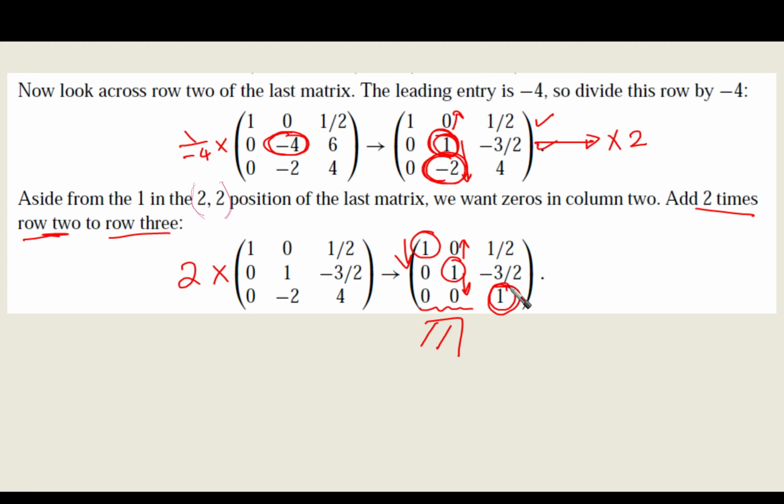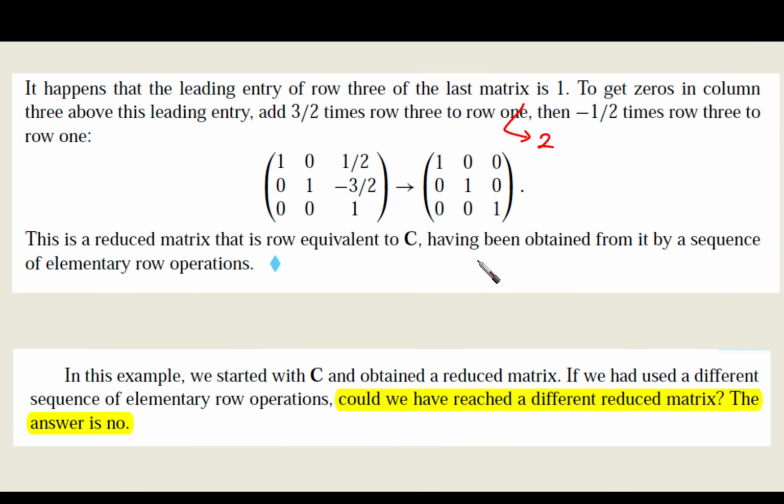Now this is the leading entry, but there is something else we need to get rid of. We want this to be 0 and 0, right? So we need to make some row operations. The first thing is looking at this half here. If we multiply row 3 by minus half and add it to row 1, we're going to get this to be 0, right?